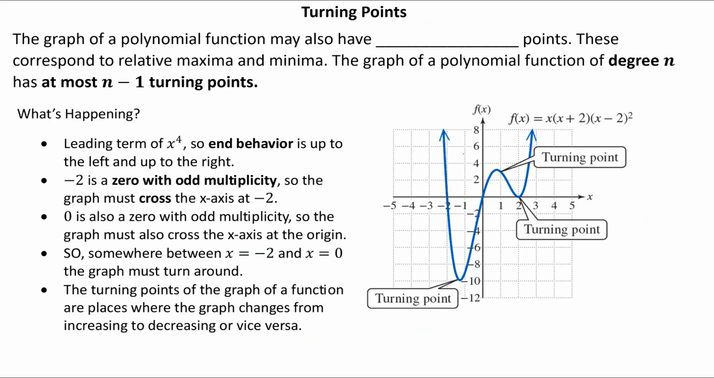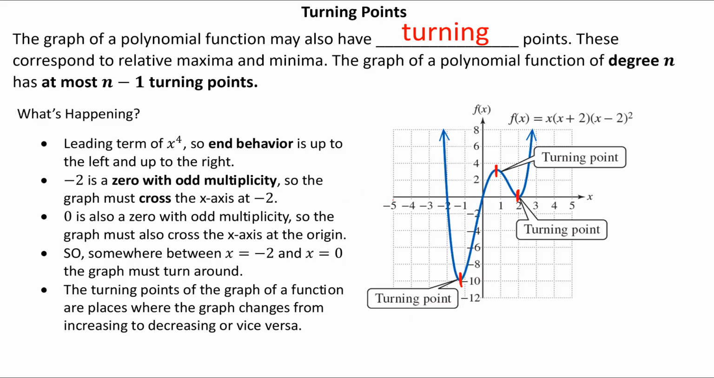So, turning points. The graph of a polynomial function may also have turning points. These correspond to relative maxima and minima. In this picture right here, you can see that there are some maximums and minimums, or maxima and minima. When you have a maximum or a minimum, the function changes direction.